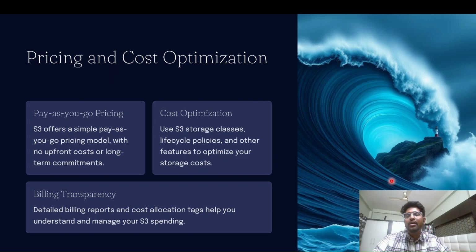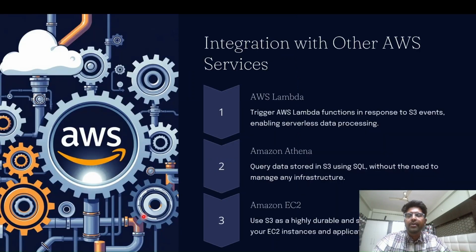Now let's see pricing and cost optimization. Amazon S3 provides pay-as-you-go pricing. S3 offers a simple pay-as-you-go pricing model with no upfront cost and long-term commitments. And the cost optimization feature is also provided by S3. S3 storage classes, lifecycle policies, and other features are used to optimize our storage costs. And billing transparency is also provided by S3. A detailed bill report and cost allocation help us to understand and manage the S3 spending.